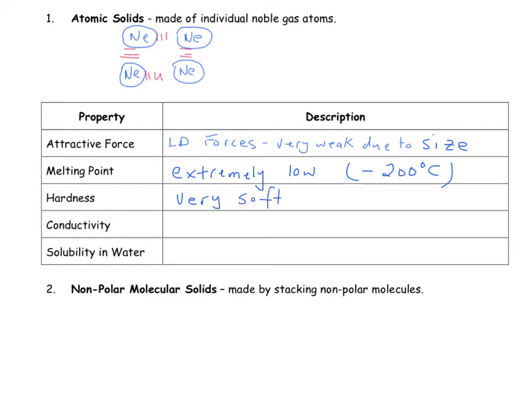For conductivity, ask yourself these 2 questions. Do I have charges? The answer is no. So, atomic solids are non-conductive. If the structure had charges, would they be able to move? If you answer yes to both those questions, then you have a conductive solid.